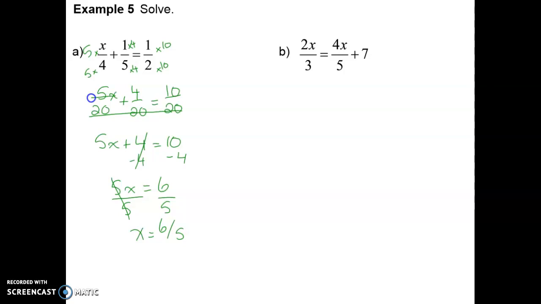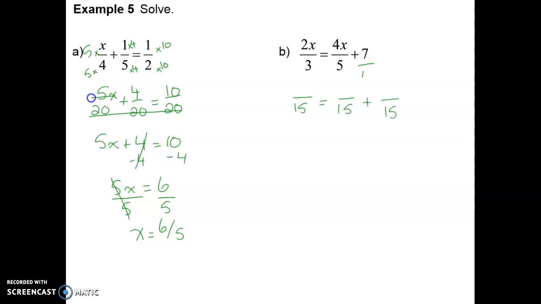For example B, it's going to be very similar. The only thing I have to keep in mind is that when I have a whole number, the denominator of any whole number is going to be 1. My common denominator for 3, 5, and 1 is going to be 15, so I'm going to write the equivalent fractions that have a denominator of 15.